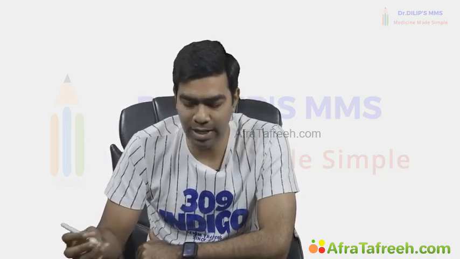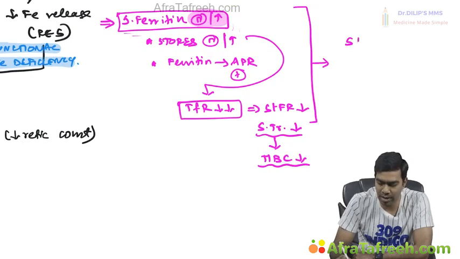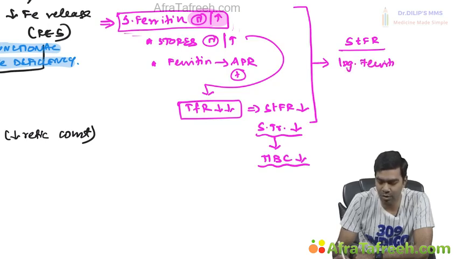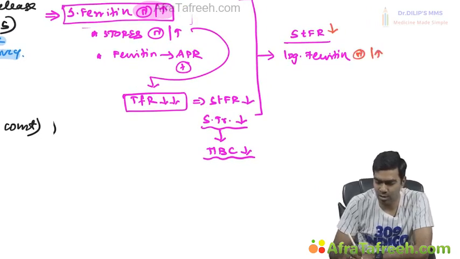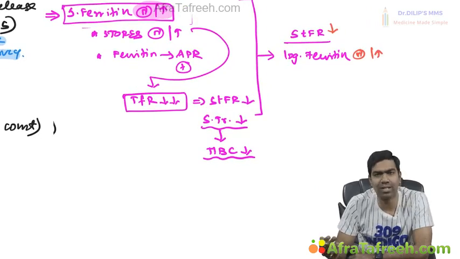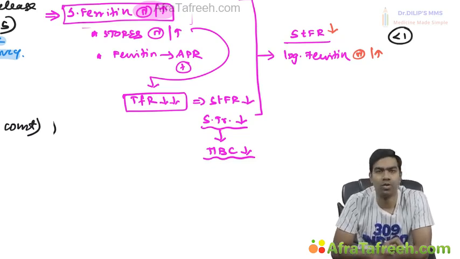If you take one more ratio, the soluble transferrin receptor divided by log of ferritin ratio, you know what is going to happen for sure. Here the soluble transferrin receptor is decreased, but the serum ferritin is normal or even increased. Since the soluble transferrin receptor numerator is decreasing and the denominator is normal or even increasing, the ratio tends to be less than 1. So very, very important.